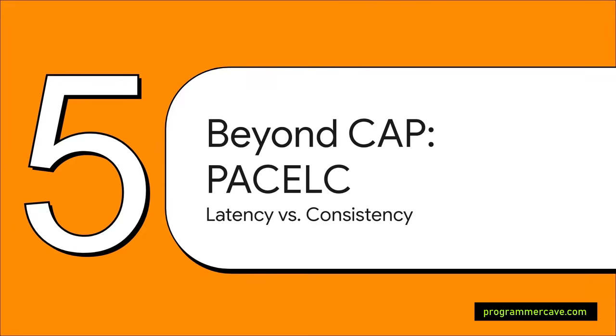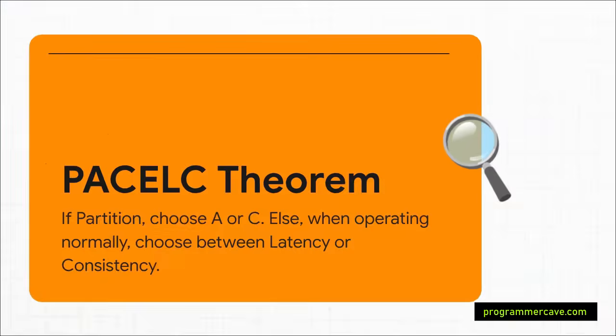But wait, the trade-offs don't stop there. The CAP theorem is all about what happens during a network failure. But what about the other 99.9% of the time, when everything is working just fine? Well, it turns out there's another trade-off happening then too, and that's where the PACELC theorem comes into play. PACELC is a really cool extension of CAP. It basically says, if there's a partition, you have to choose between availability and consistency. That's the PAC part. Else, when the network is fine, you face a totally different choice. You have to choose between latency and consistency, basically a choice between speed and correctness.